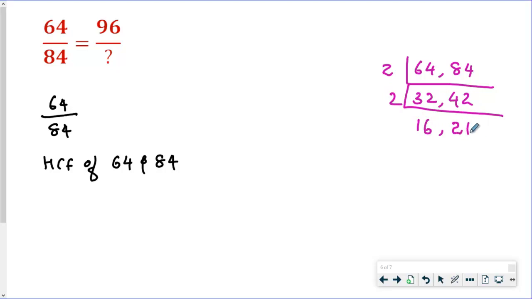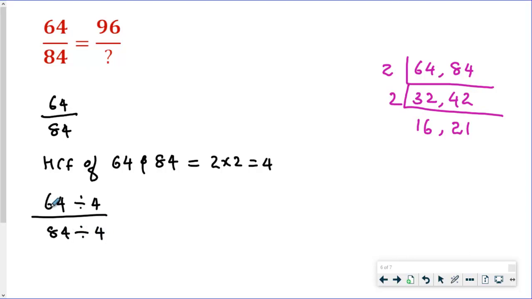Now 16 and 21 have no common factors. 16 is divisible by 2, but 21 is not divisible by 2. 21 is divisible by 3, but 16 is not divisible by 3. So the only common factors are 2 into 2. We can write HCF of 64 and 84 is equal to 2 into 2, that is 4. Now you can reduce this fraction to its lowest term by dividing numerator and denominator by 4.